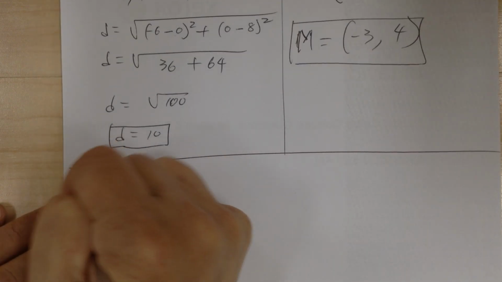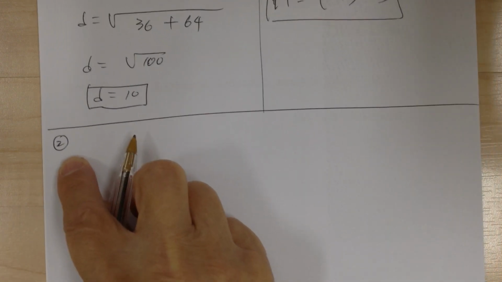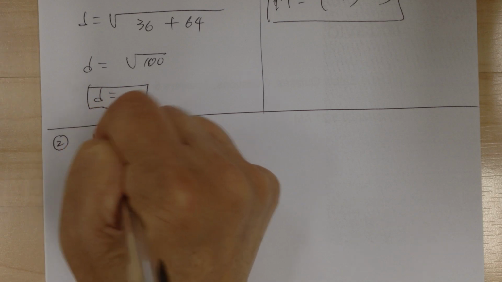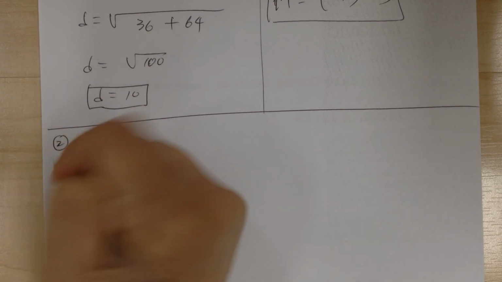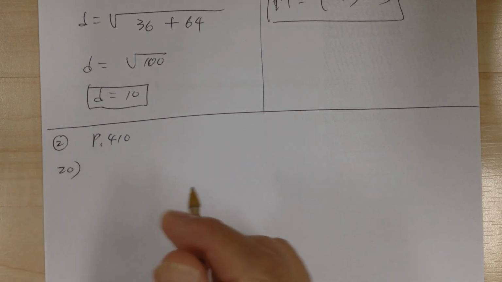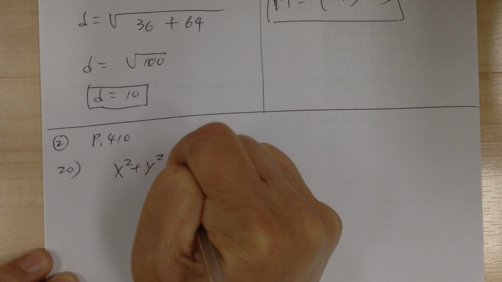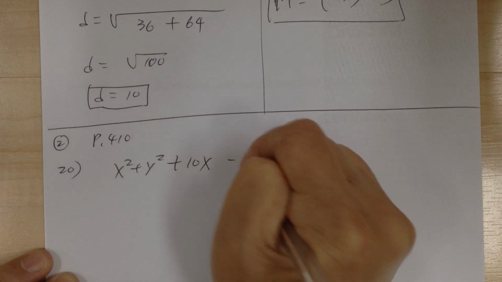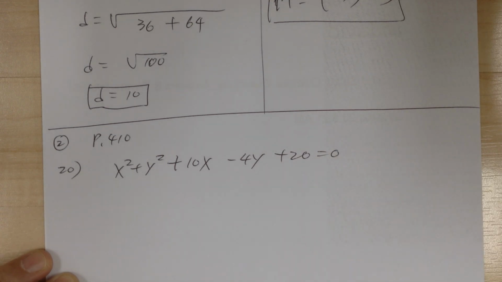Okay, the next item, item number 2 on the list. Let's go to page 410, and let's do number 20. So you have x squared plus y squared plus 10x minus 4y plus 20 equal to 0. So this one, you want to find the center and the radius.